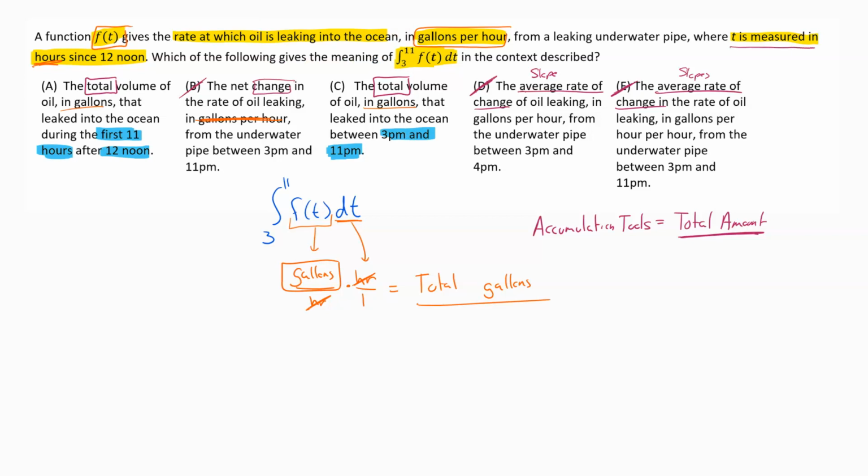T measured in hours since 12 noon. Well, 3 hours since 12 noon is telling us that that is 3 p.m. 11 hours since 12 noon tells us that that would be 11 p.m. And so what we know is that we would be looking at option C right now because it's between 3 p.m. and 11 p.m. and not through the first 11 hours.